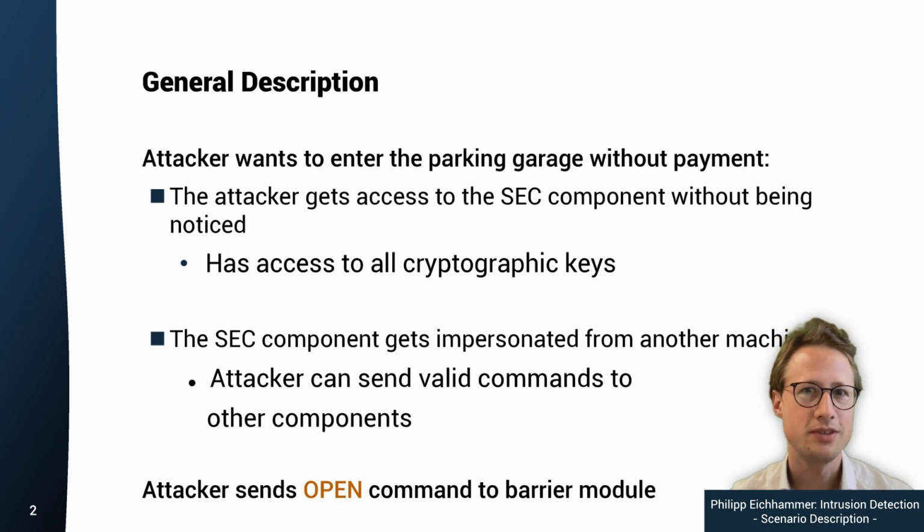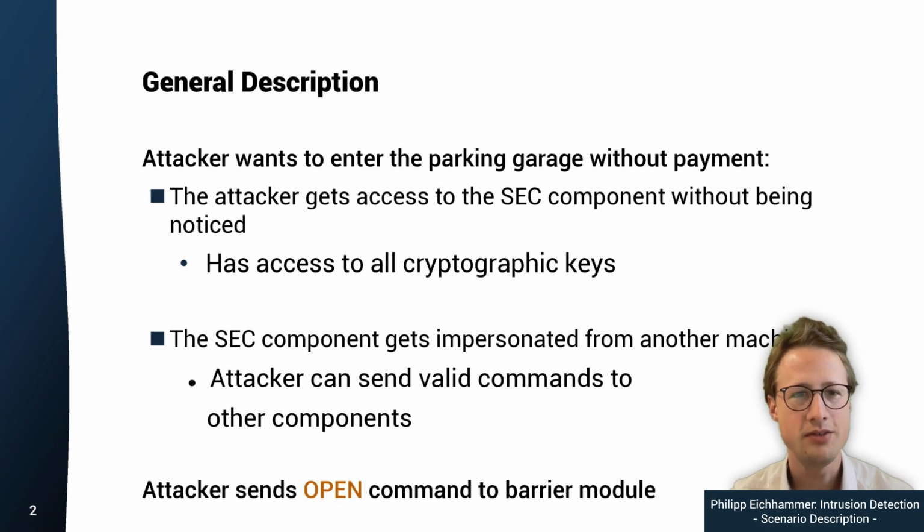And as we have learned in scenario 4, we have cryptographic keys and we have encryption. So we need some cryptographic keys in order to send valid commands to other components. And since the attacker would have access to the smart entrance console, they would have access to all cryptographic keys. And with this knowledge, they could impersonate this SEC component from another machine. So the attacker can send valid commands to other components.